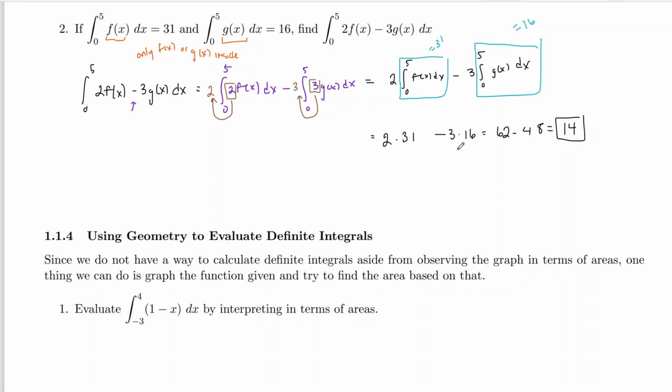All right, so what we'll do in the next video is just finish up this section by pretty much going back to the first problem where we had a graph that we were given, we had some shapes in it, and we used geometry to evaluate the area. So we're going to do the same thing, but starting with formulas. I'll see you there.